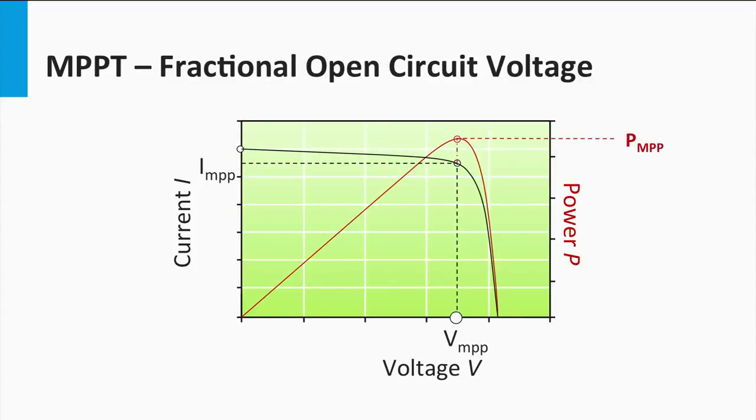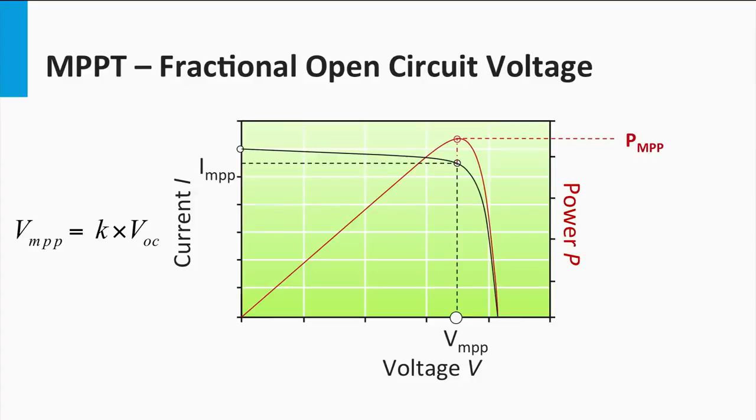One of the most common MPPT techniques in the indirect tracking category is the fractional open circuit voltage method. This method exploits the fact that a good approximation of Vmpp is given by a constant K multiplied by the open circuit voltage.